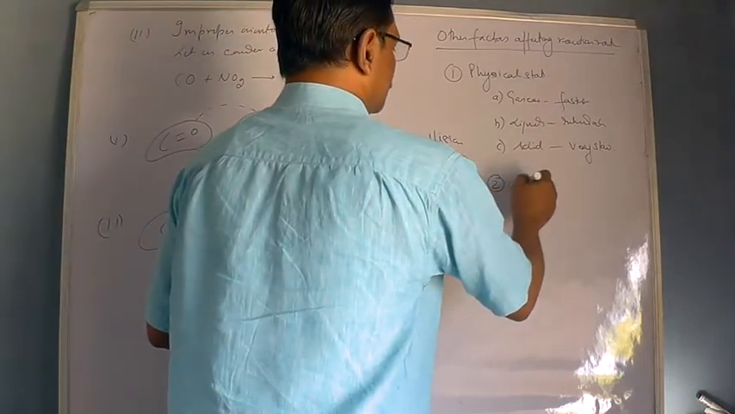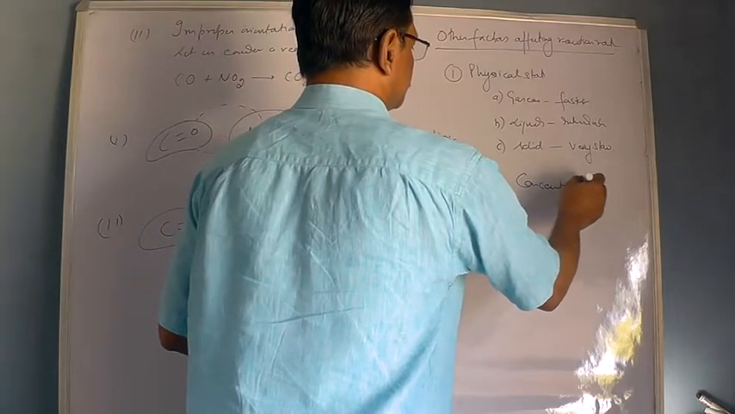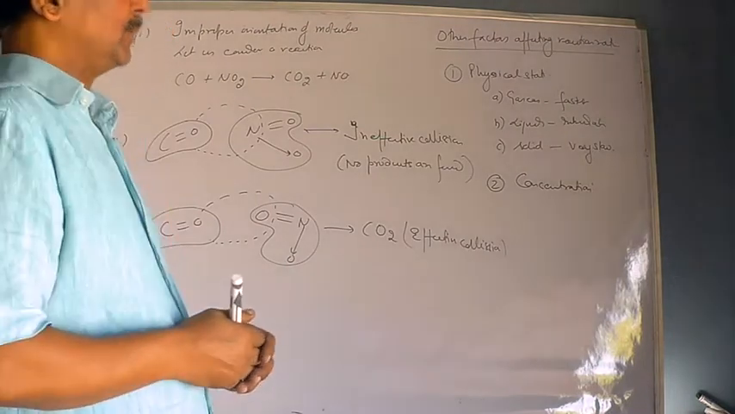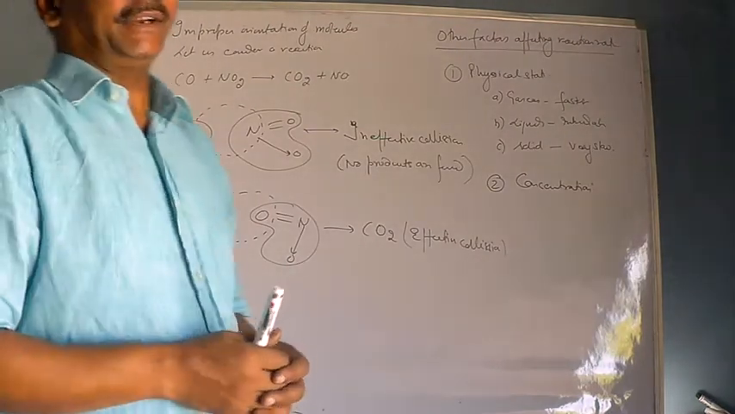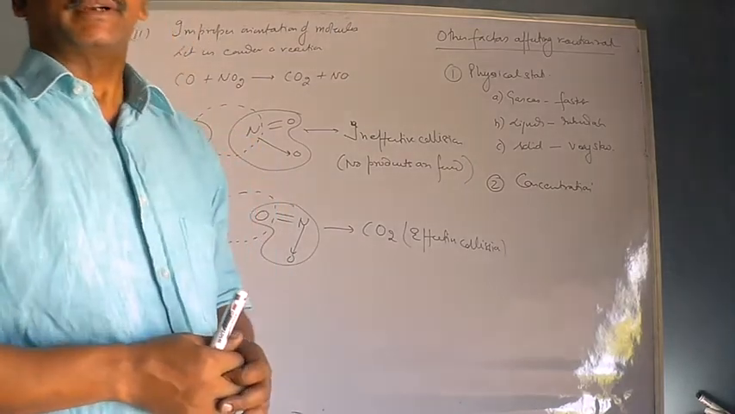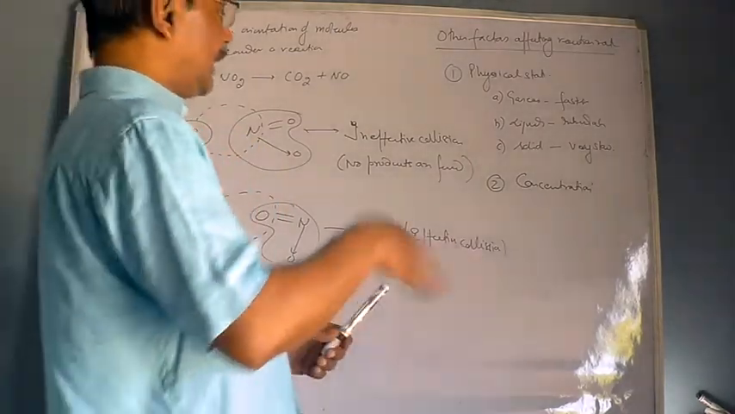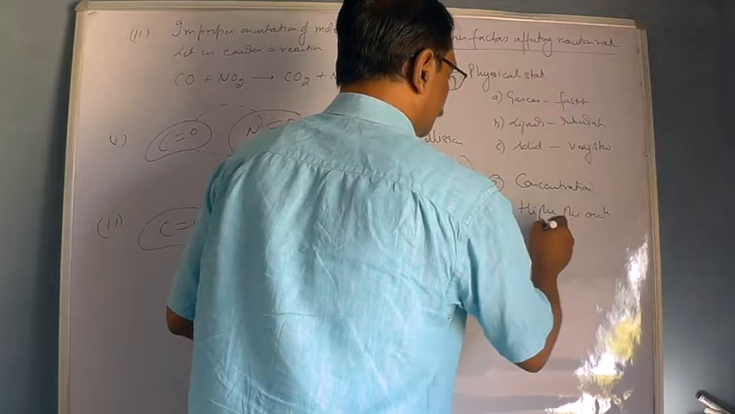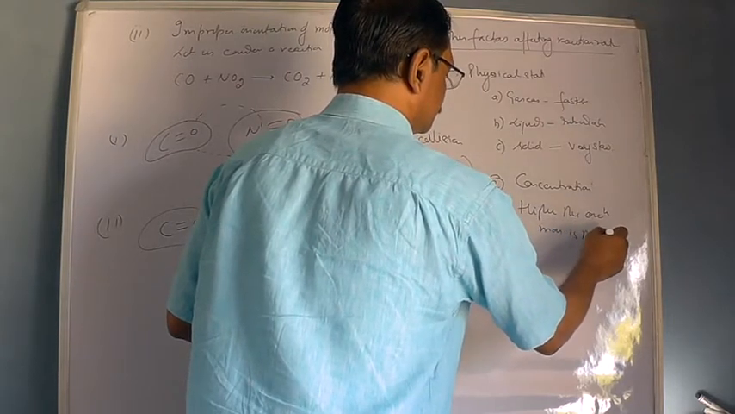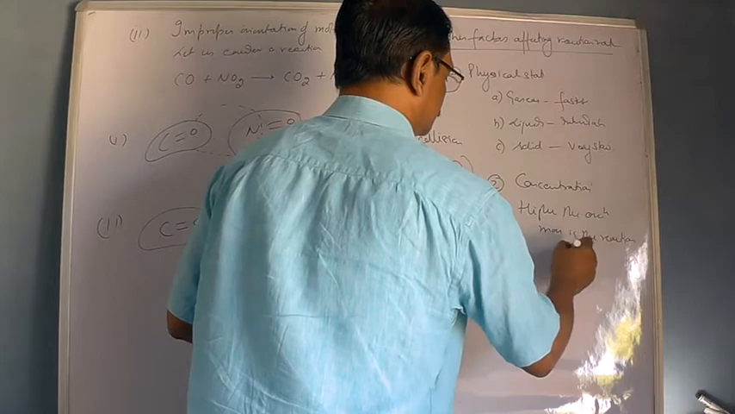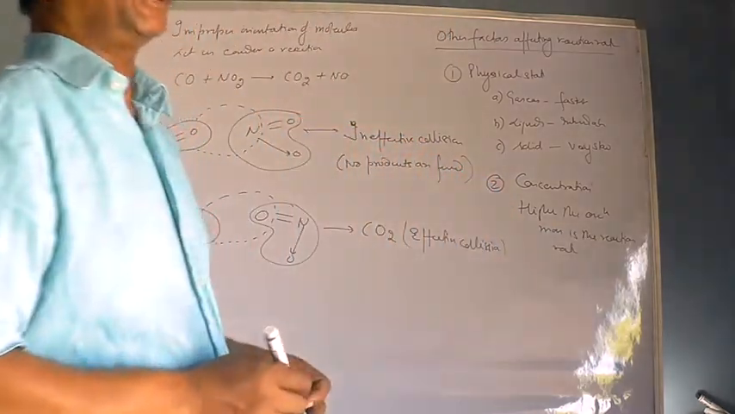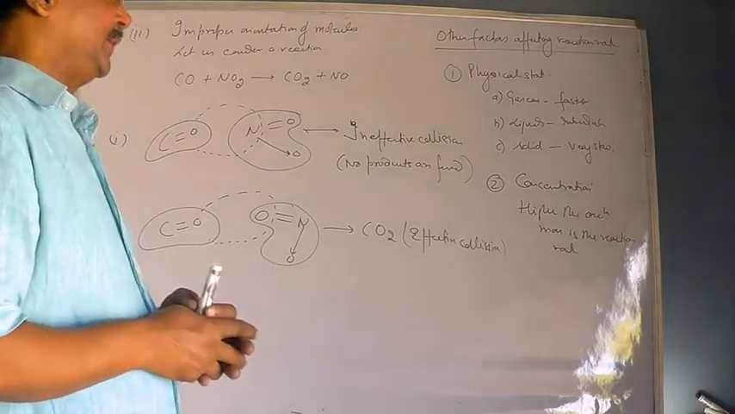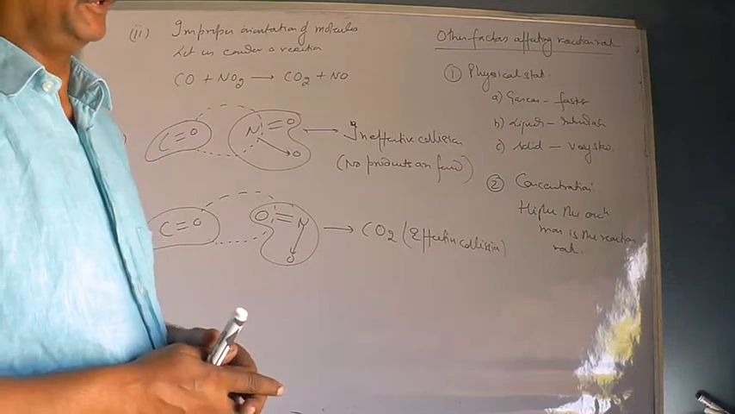Then number 2, concentration. Class, just now we studied LOMA, law of mass action. What does it suggest? It suggests that rate at any instant is directly proportional to concentration of the reactant. So, higher the concentration, more is the reaction rate. If you increase the concentration of reactant, more number of colliding species will be there, and since more number of colliding species will be there, therefore reaction rate will be also very high.